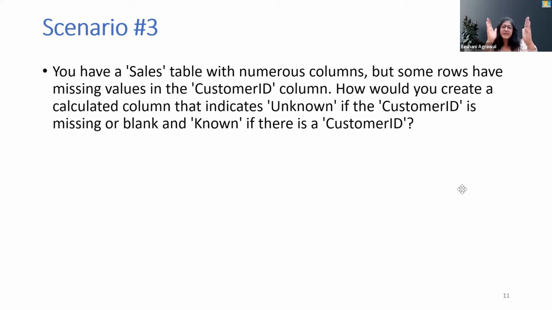So I've got a sales table in which there's a column called customer ID. There are a few cells which are missing in it. So I want to create a column of known or unknown. Known if the customer ID is given, and unknown if the customer ID is not given. How would you create it?